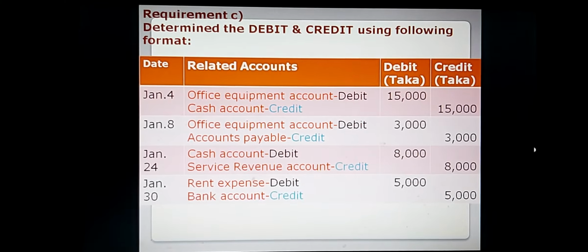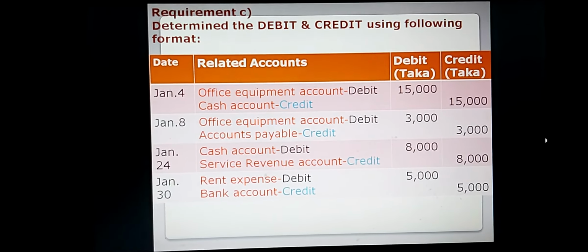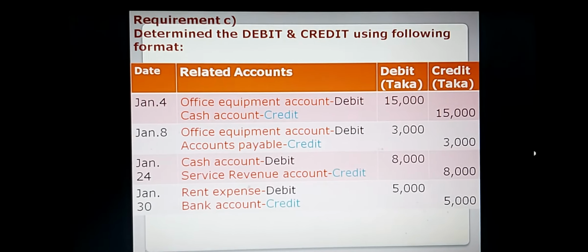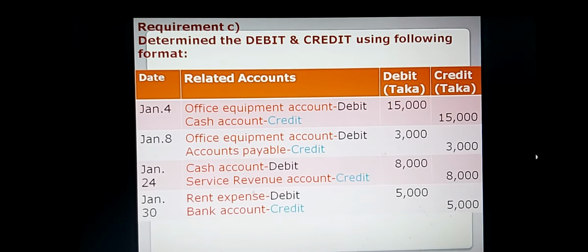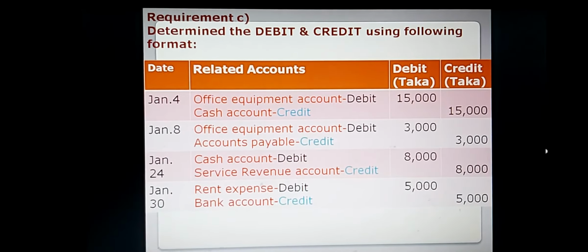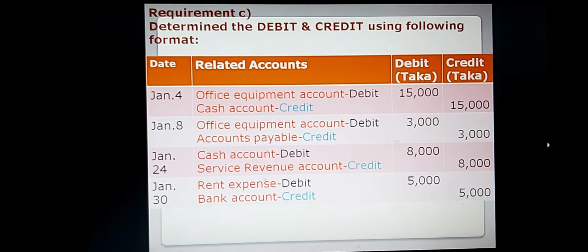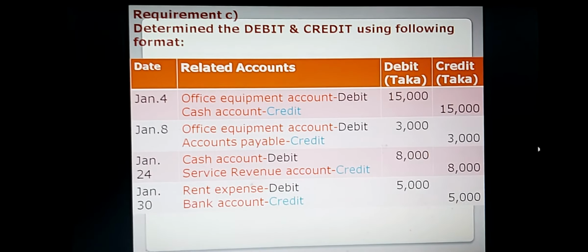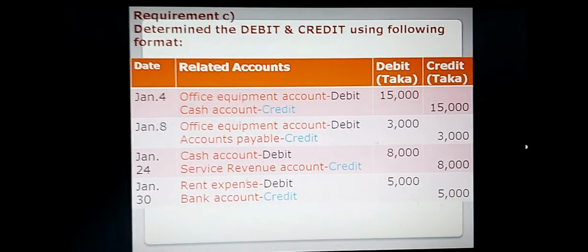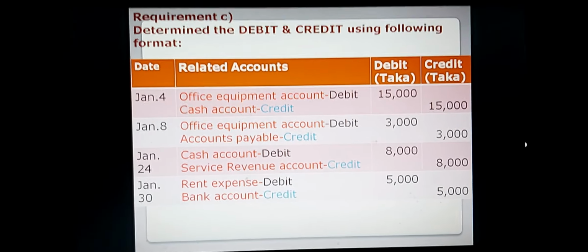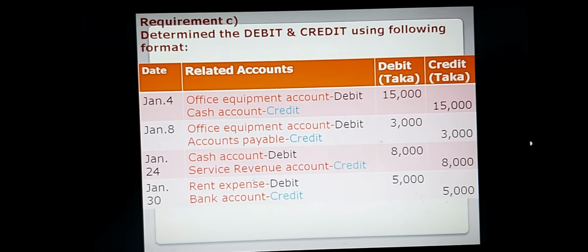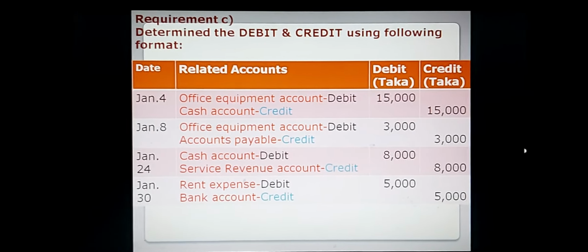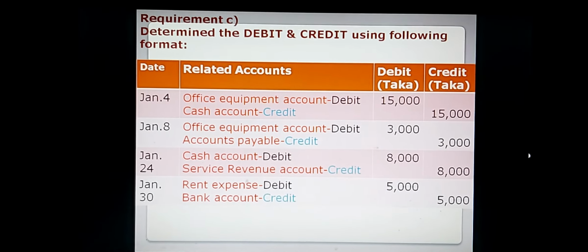serial January 4, paid for electrical installation. It is known that any kind of electrical or electronics item, when purchased or paid for, is indicated as office equipment account. So in this transaction, two accounts are involved: office equipment account, and another one cash account. As electric item installation is in business, so office equipment increased in business.